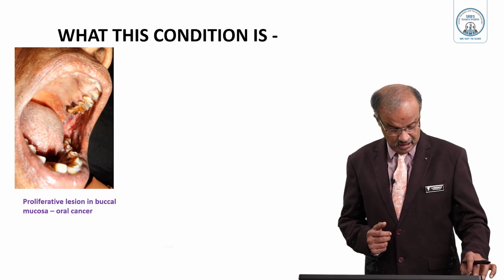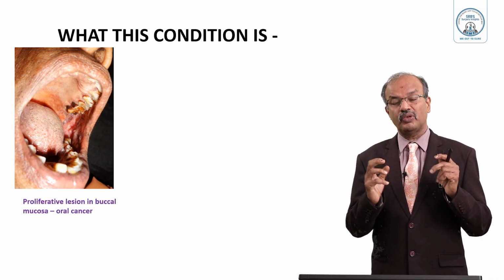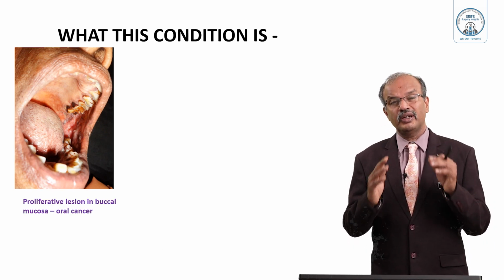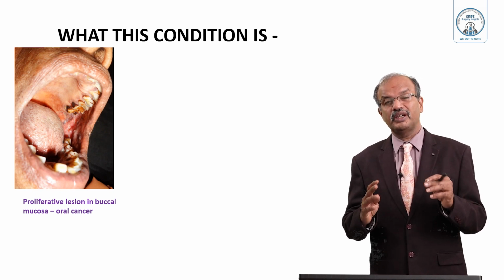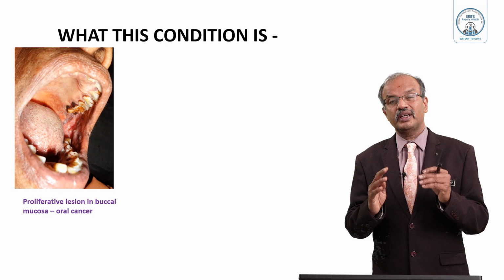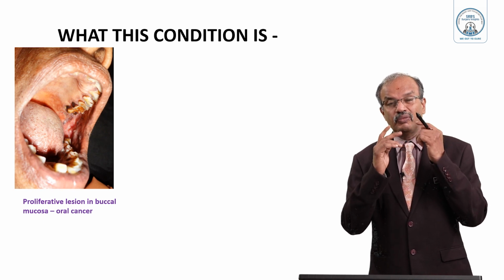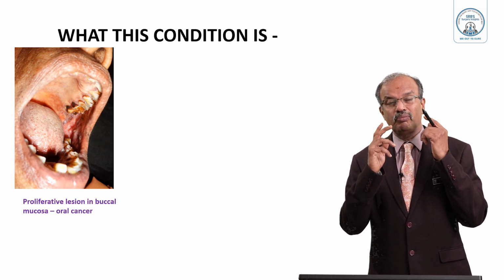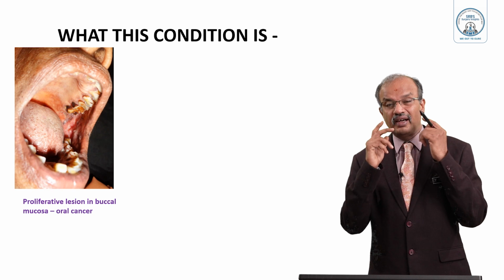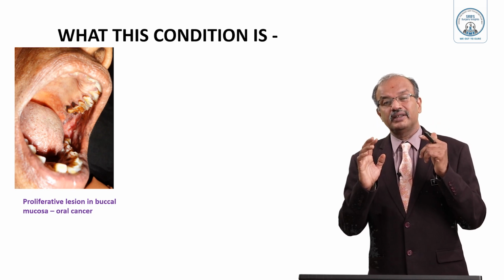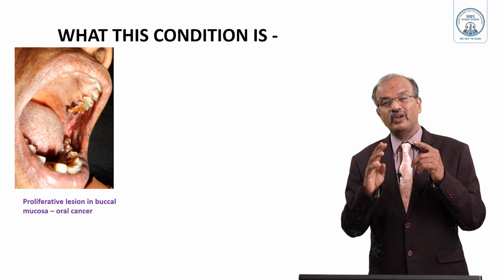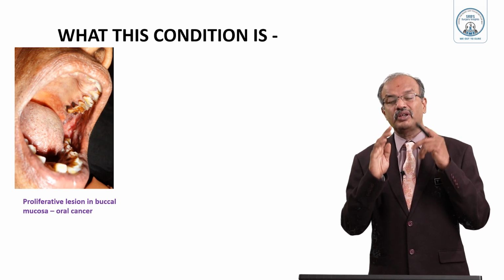All of you know that it is a proliferative lesion in the buccal mucosa, oral cancer. Oral cancer is a main question in theory, and in the examination also it will be kept as a short case or long case. You have to examine the oral cavity properly: the lip, floor of the mouth, tongue, buccal mucosa, alveolus upper and lower, posterior third of the tongue from behind, and you have to palpate also in the same way. Tonsils also, posterior also, if required, to palpate.